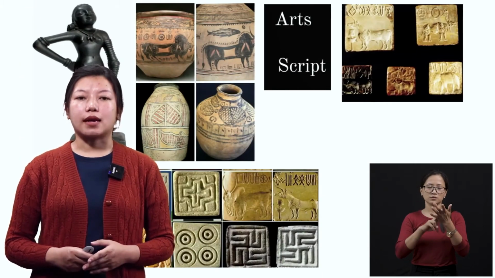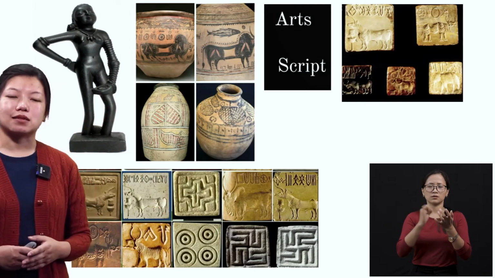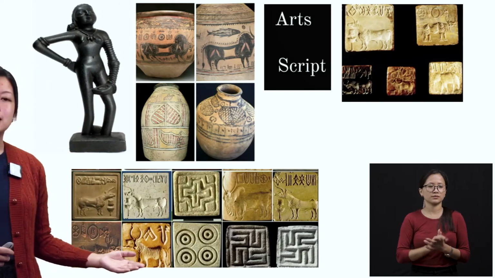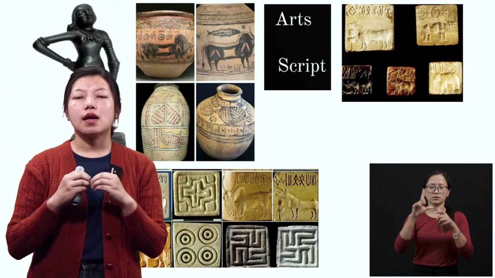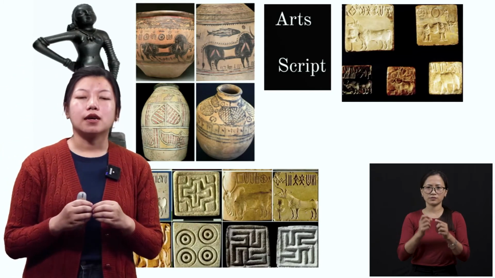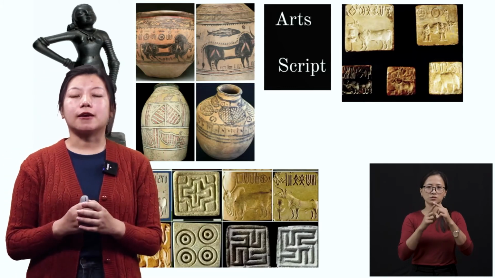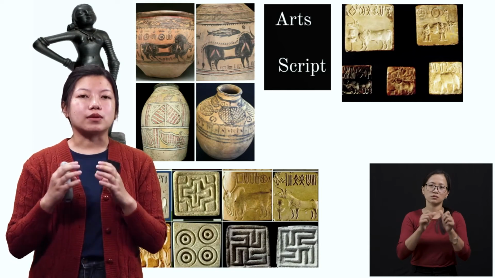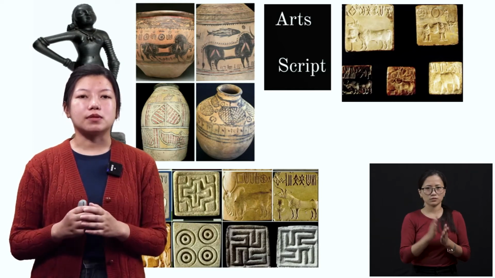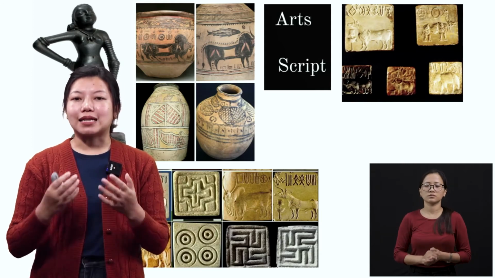Now arts and script. What you see behind me are the seals, okay? So these are seals and they were inscribed on stones and terracottas, okay? Now there were also pots that were designed, and through these pots and through this art we can also get some stories about these people, how they were hunting, about their letters.